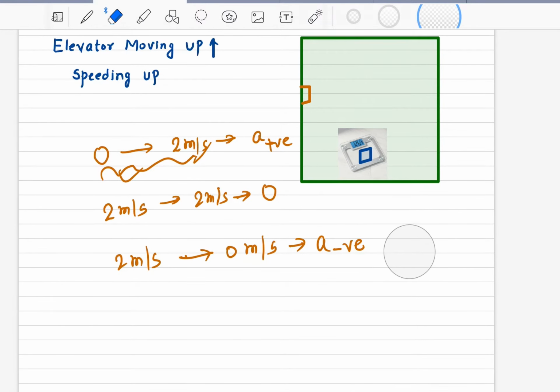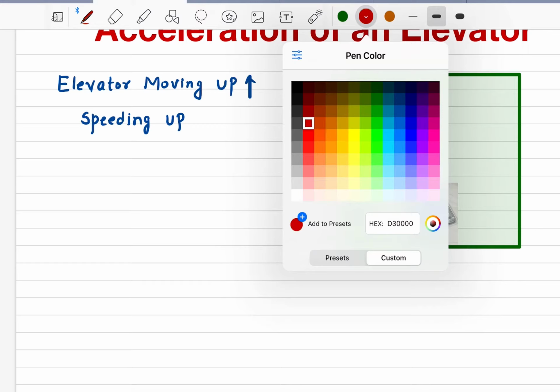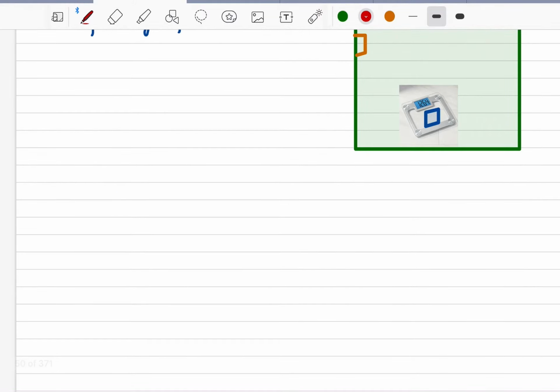So first, I'll consider the elevator is moving up and it is speeding up too. All right, the way you understand this is to draw the free body diagram. A free body diagram means writing down the direction of all the forces. So weight: let's say this is your mass you put onto a weighing scale here. The weight of any object is always vertically downward because gravity is all the time pulling it down. That's the weight here.